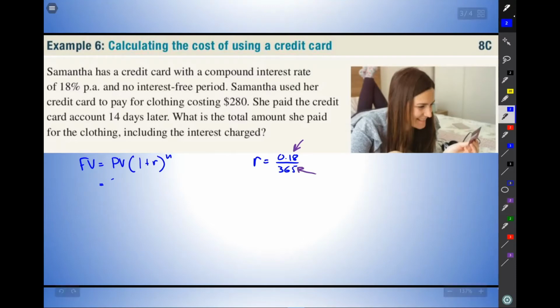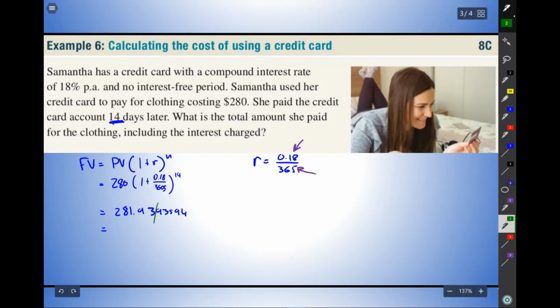So let's fill everything in. The clothes cost $280. You can leave the interest rate like this and just put it in your calculator like that. That's fine. And the time period was 14 days. So if we put this all in our calculator, we come out with an answer that looks something like this. And as usual, when we're dealing with money, we're going to round off to the nearest cents.